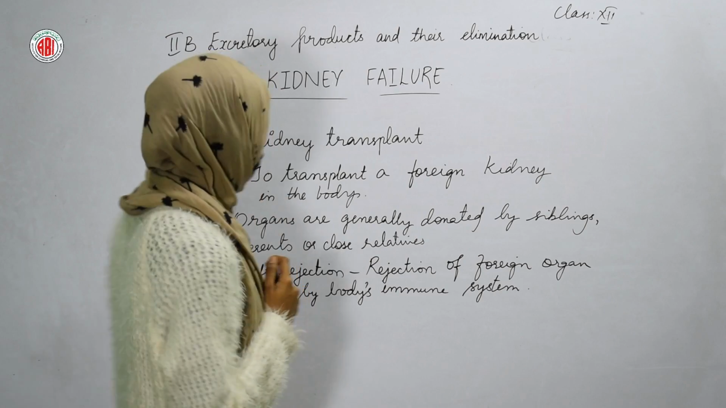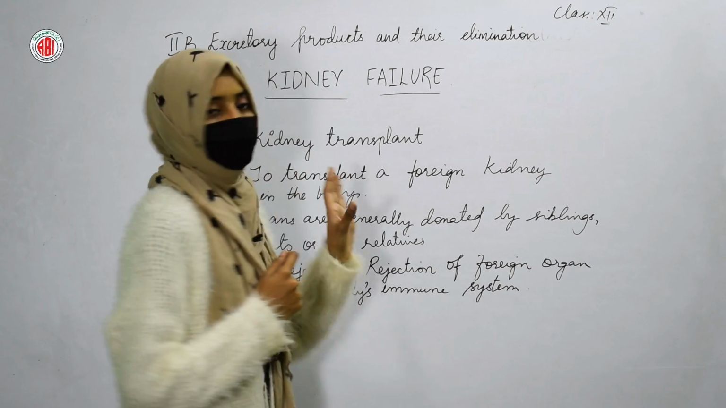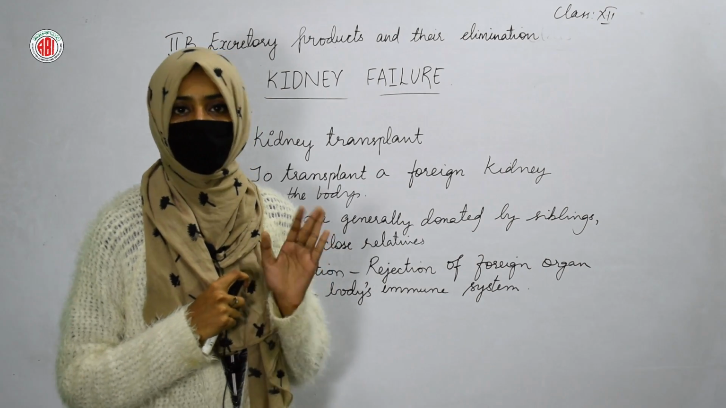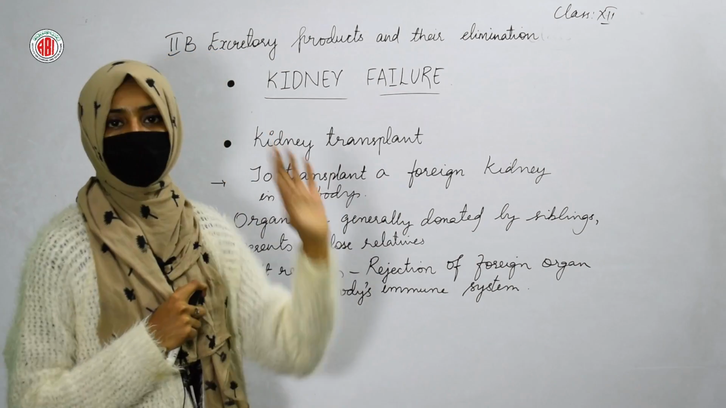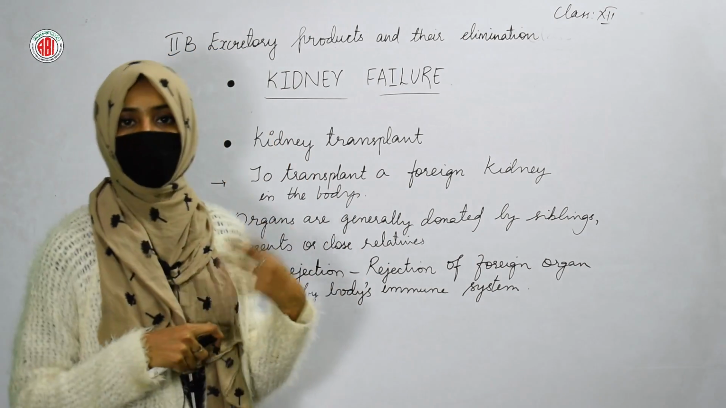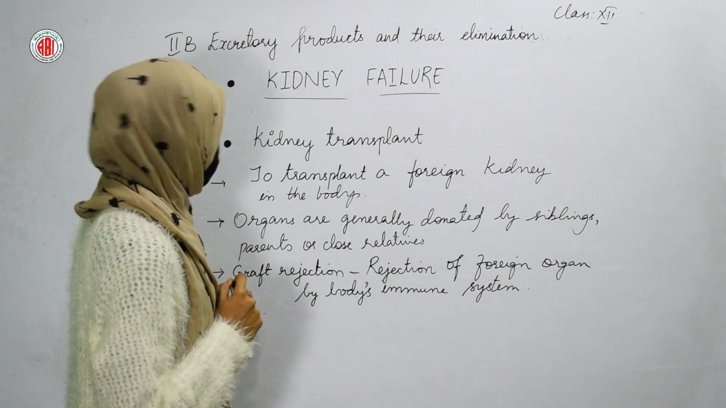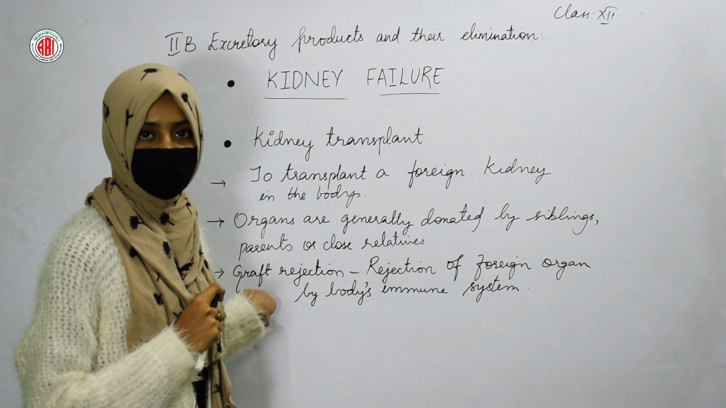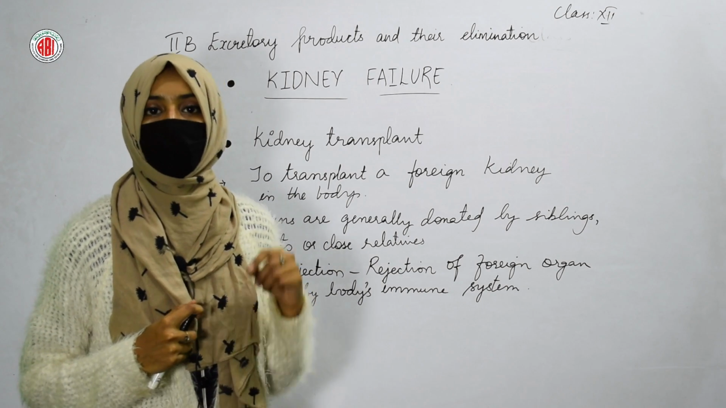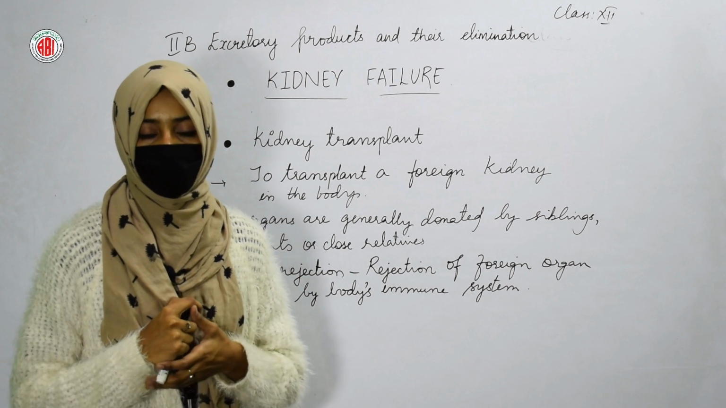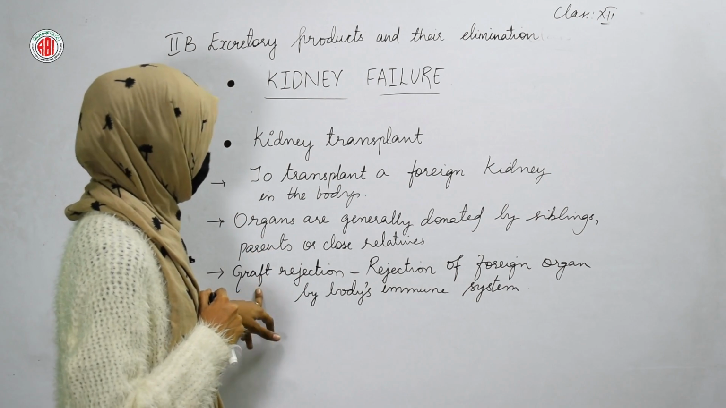There would be no graft rejection. For example, if we are going to transplant a foreign kidney that is not donated by siblings, parents, or close relatives, then what would happen? It leads to a problem called graft rejection. Our body would reject that kidney and would not allow it to function properly, and that rejection is called graft rejection.